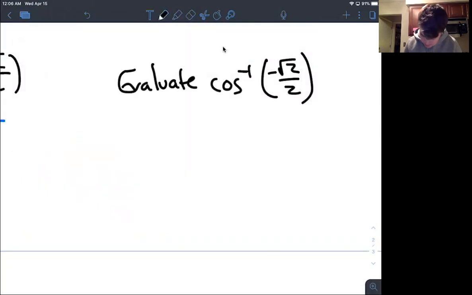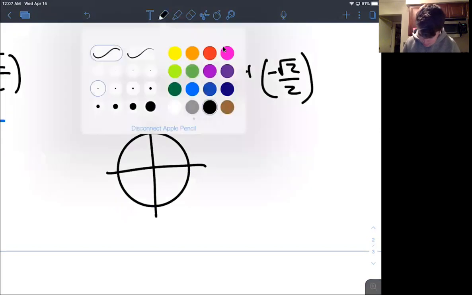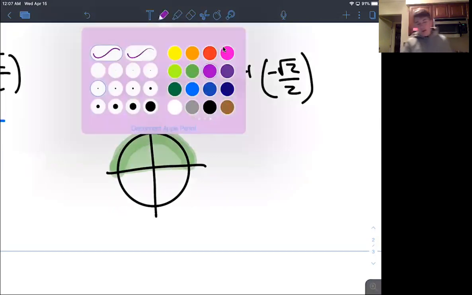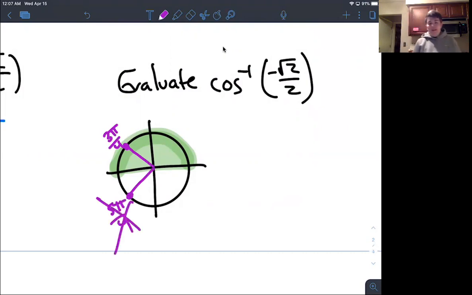Let's look at this one. I'm going to go ahead and sketch in my principal value area, just do a little shading, just so I know what I'm looking for. So negative rad 2 over 2, where is cosine, the x value, negative rad 2 over 2? So that happens right here at 3 pi over 4, and then it also happens right here at 5 pi over 4. 5 pi over 4 is not in my principal values, so I'm not even going to worry about it. 3 pi over 4 is my principal value. I don't need to do any fancy math. That is it. Cool. Okay.